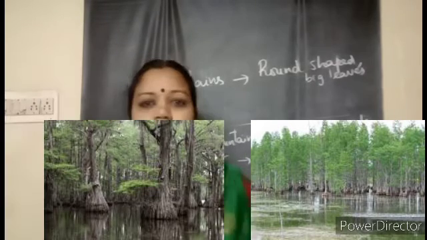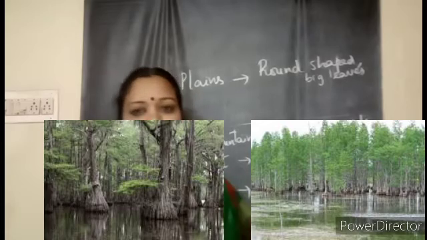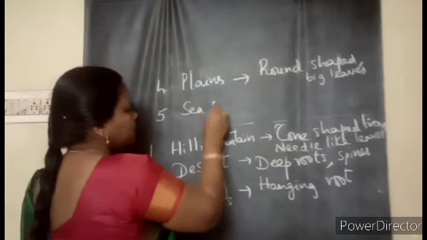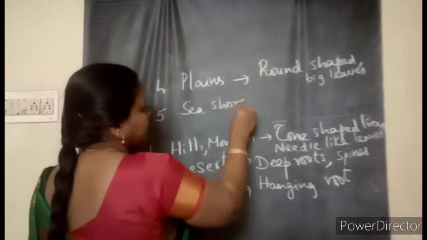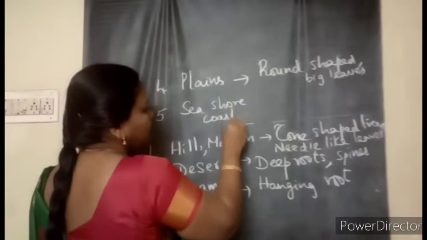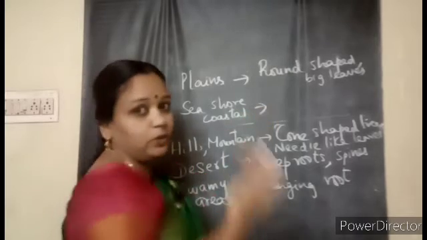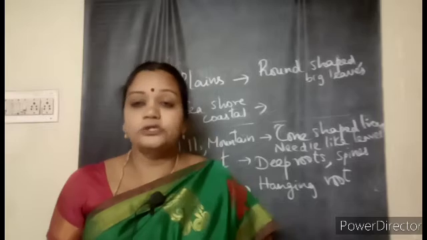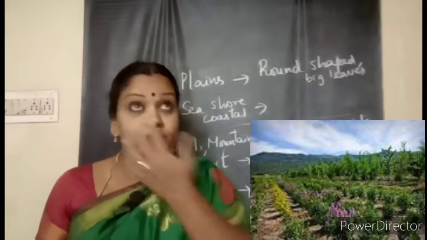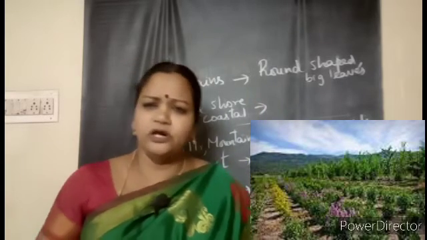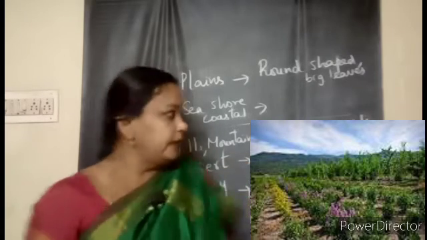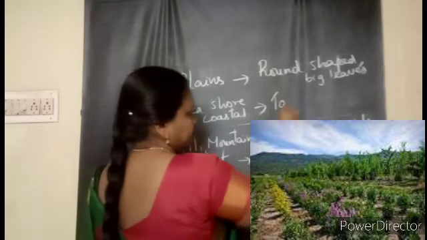And also, yes, very good, the coastal areas. Coastal means near the seashore. So near the seashore, or coastal areas, you all know that the water will be salty water. So the plants growing there should be able to grow in the salt water. And they will also be tall, because there will be a lot of strong winds blowing, so they will be tall trees.